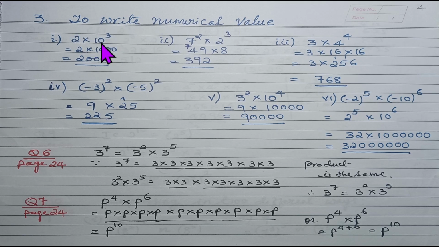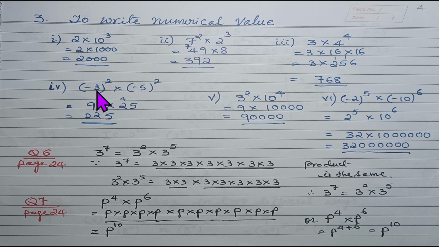Now coming to the next example, that is to write the numerical value. Very simple again. 10 raised to 3 means 1000, because there are 3 zeros. 1000 into 2 becomes 2000. Coming to the second example, 7 square is 49, 2 cube is 8, multiplication we get 392. Then here 4 to the 4 is 4 square into 4 square, that is 16 into 16. So 3 into 16 into 16 becomes 3 into 256, that is 768.